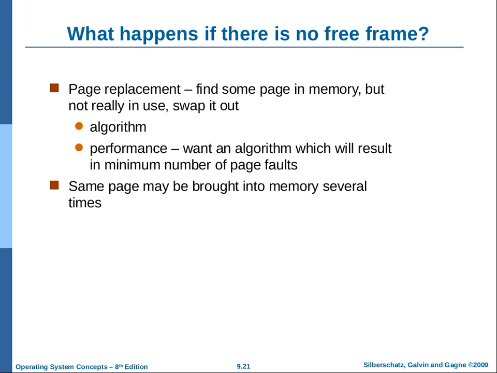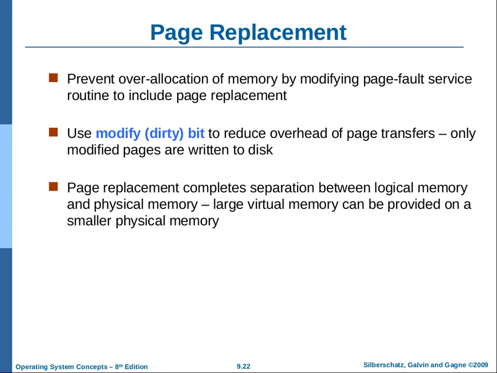The same page may be brought into memory several times, so there could be swapping to disk and coming back into memory. To prevent overallocation of memory, modify the page fault service. Use a dirty bit to reduce the overhead of page transfers. If it hasn't been modified, then it's not dirty, so it doesn't need to be written back to disk. But if it has been modified, you set a dirty bit. That means when you want to replace it, it does need to be written back to disk first. Page replacement completely separates logical memory and physical memory.